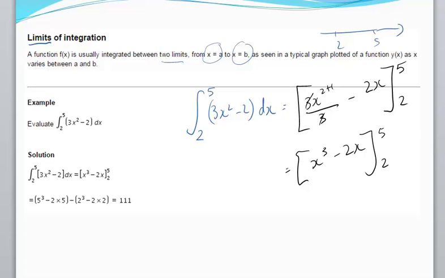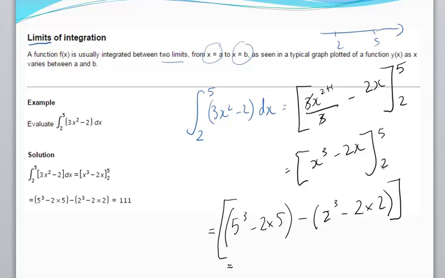What we're going to do after this is substitute in our brackets. We put our square brackets in. We've got x is 5, so 5 to the power of 3 minus 2 times 5. So we're putting our 5 in for our x values. Then we're subtracting our 2 values. We're going to have 2 to the power of 3 minus 2 times 2.